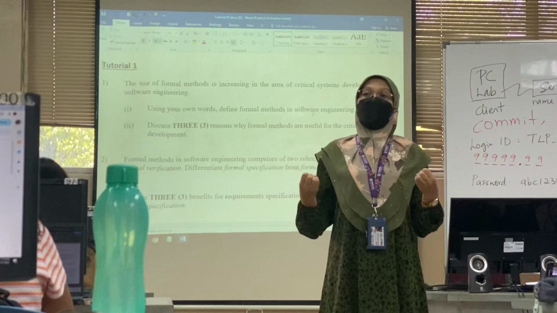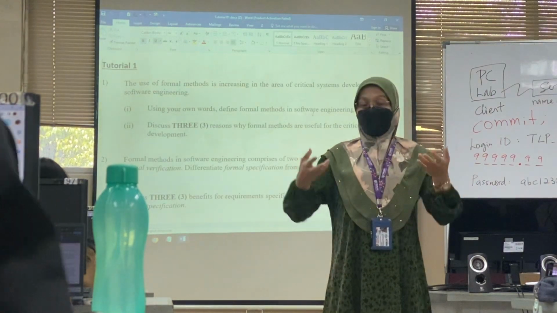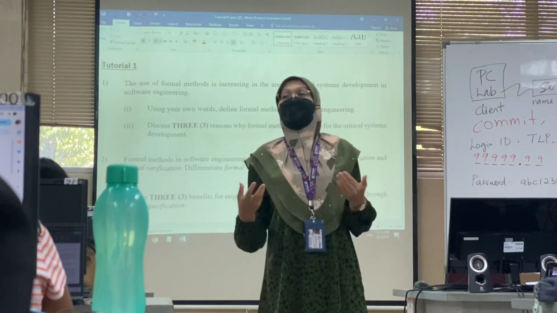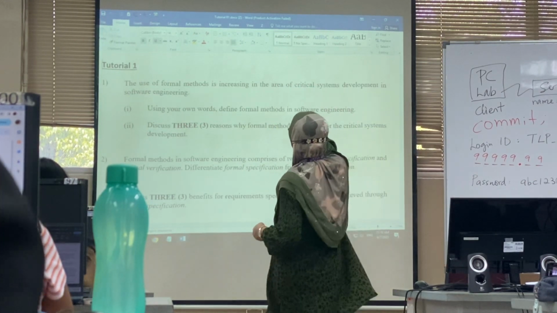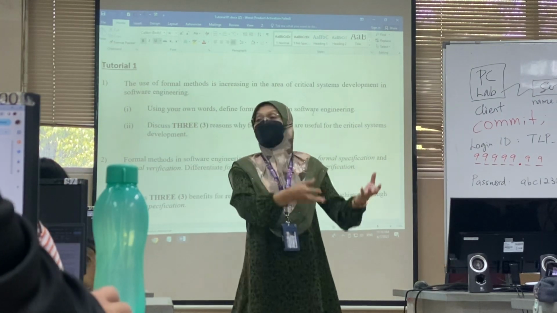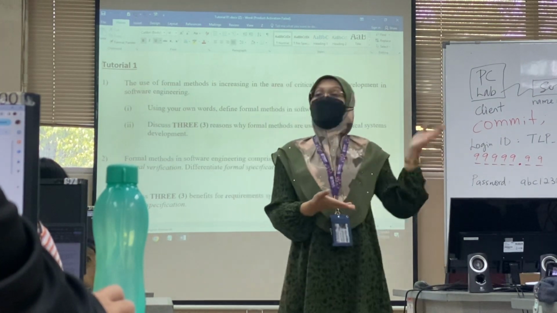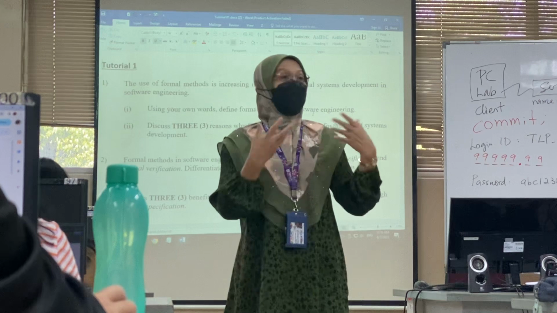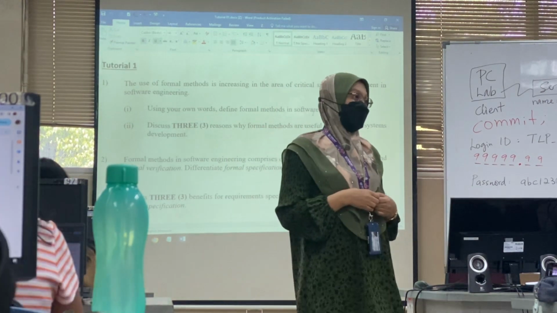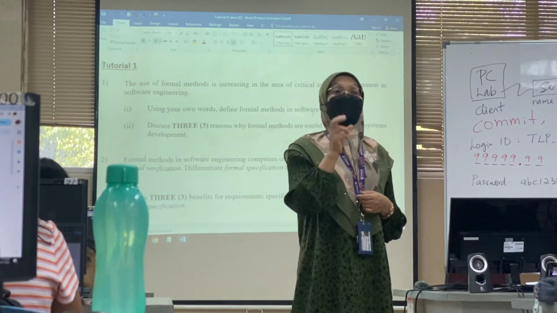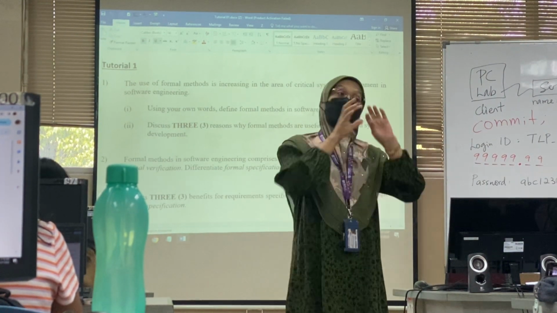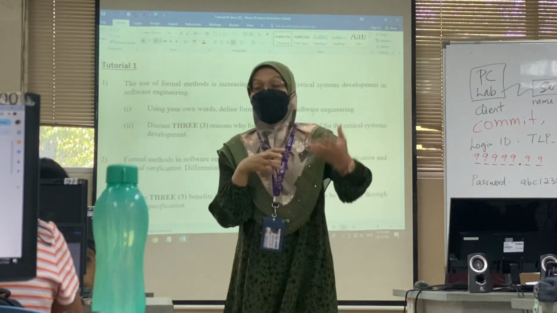Because when we talk about formal method, it can be normal mathematical notation, but what we are trying to say here is related to software engineering. So when you use formal method, you look at the requirement, you interpret the requirement, and you produce the result using mathematical notation. Okay, so that's what you mean by formal method in software engineering. So you relate it with software.